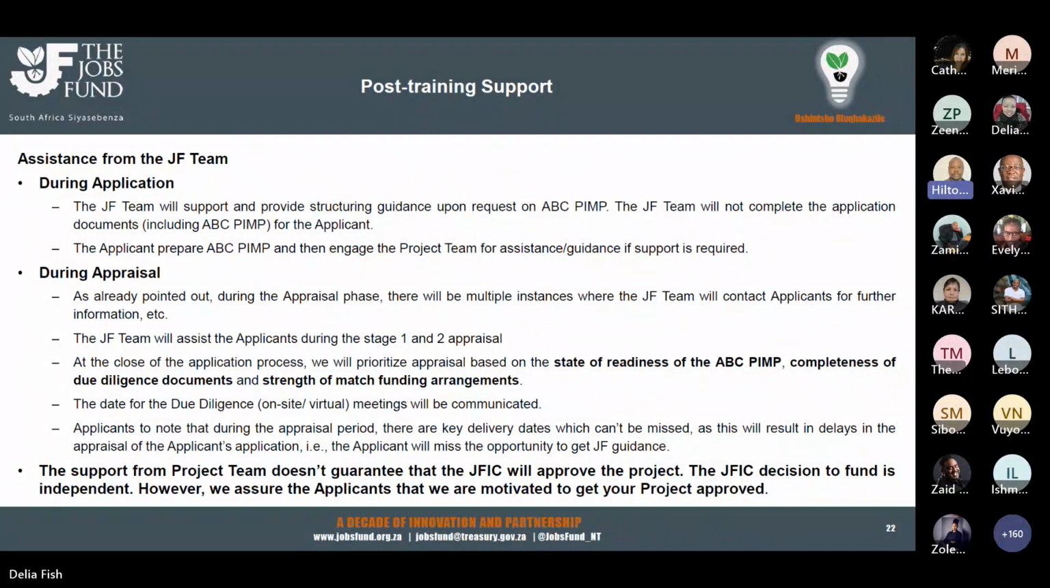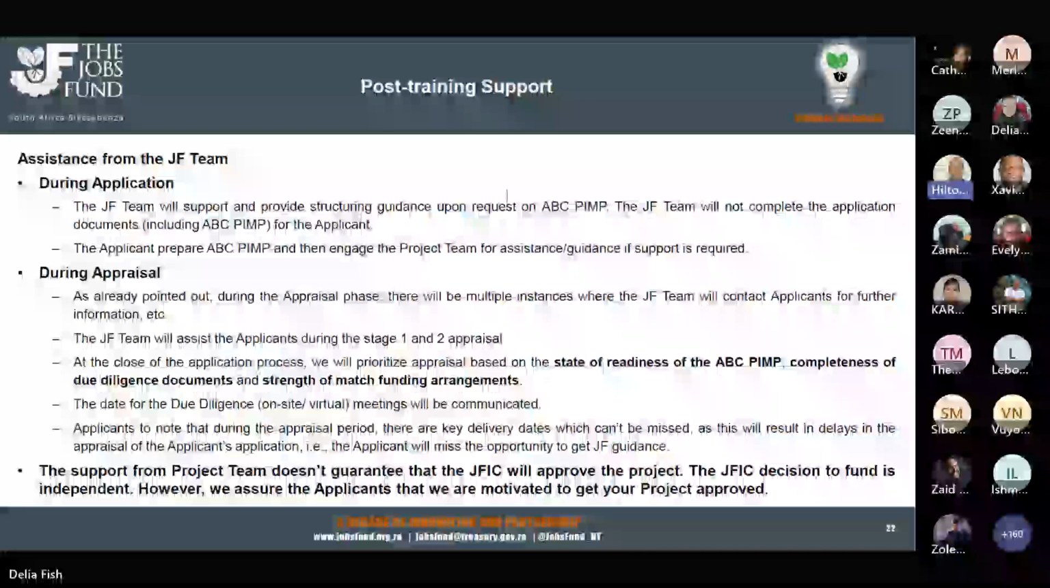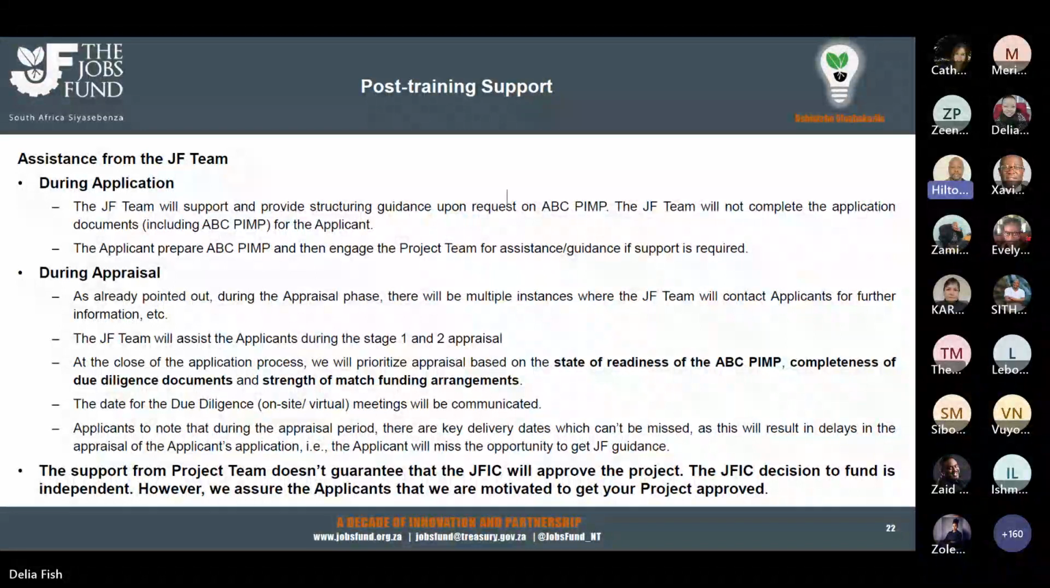We have had incidents where, as teams are assisting during application and we get into implementation, we get partners saying, no, but the Jobs Fund asked us to do it that way. No, it's an engagement, and if you've got questions as you are being assisted by the team, please raise those and get to a point where you own whatever information is going to be in that ABC PIMP. It is your document.